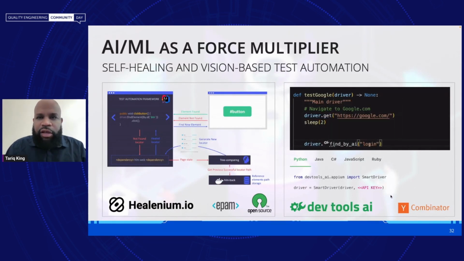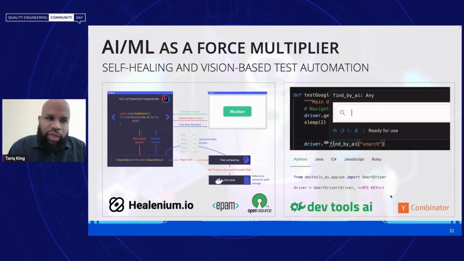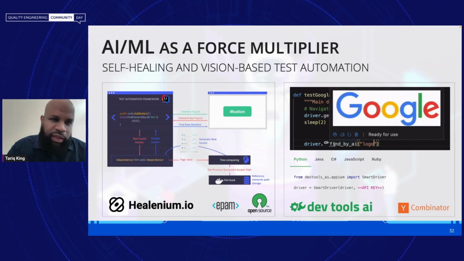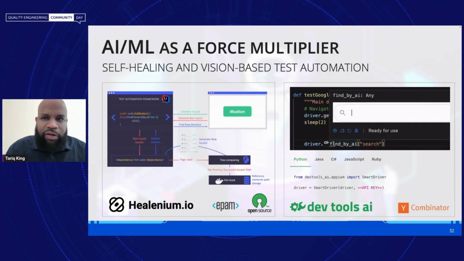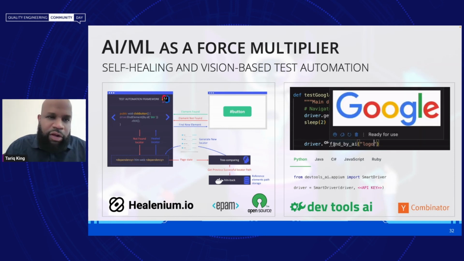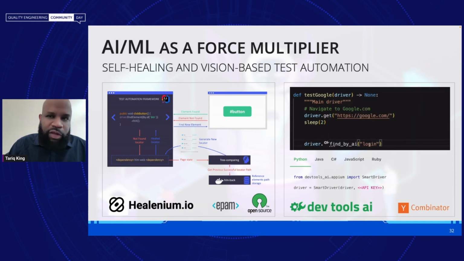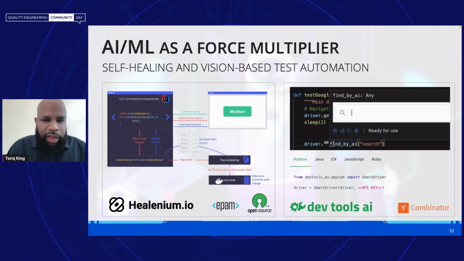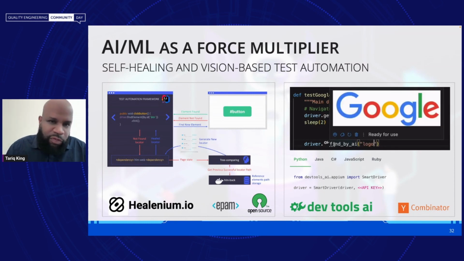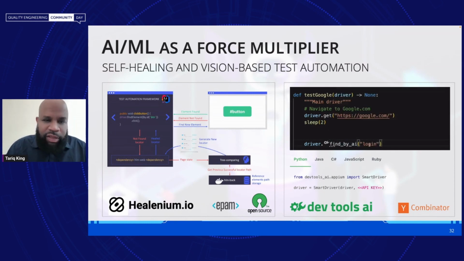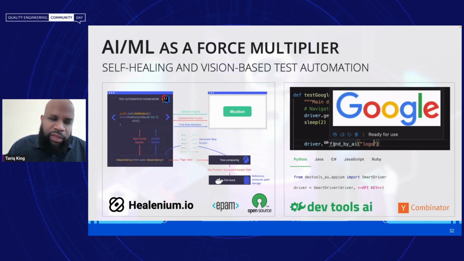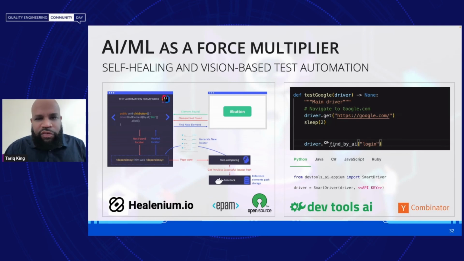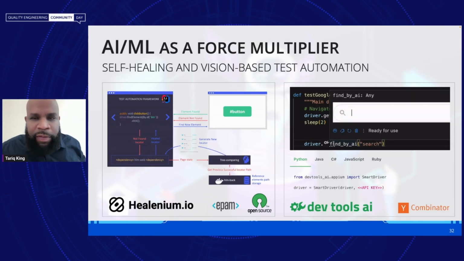And then there's a whole bunch of other use cases, right? There's self-healing, there's use of computer vision to actually do test automation. It's not just about the large language models. There's several other areas and aspects of AI and machine learning. We have some of our own open source projects like Selenium, and there's other startups again out there that are just looking at computer vision like DevTools AI.